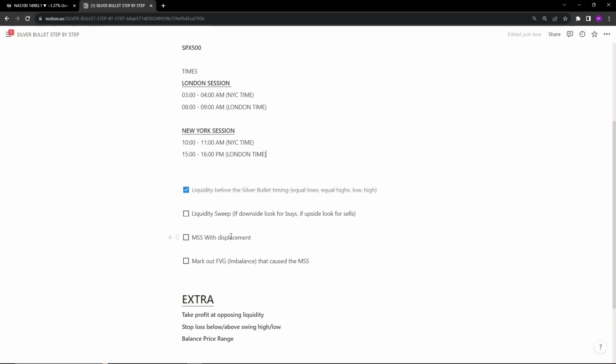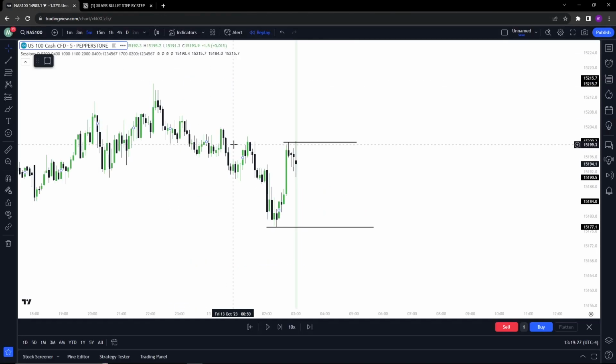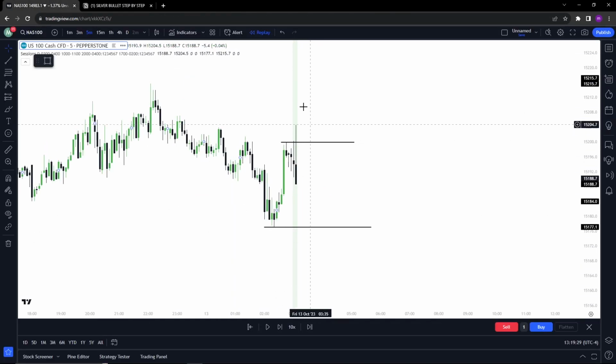Now, the next thing that we are looking for is a liquidity sweep. If downside liquidity is swept, we look for buys. If upside liquidity is swept, we look for sells. I'll explain this right now. So if I play the market out and see what type of liquidity sweep we have, you can see we have a liquidity sweep to the upside. Now, this means that we are going to look for sells.